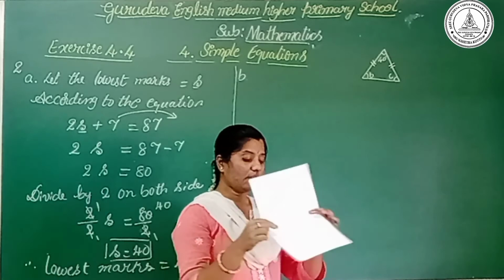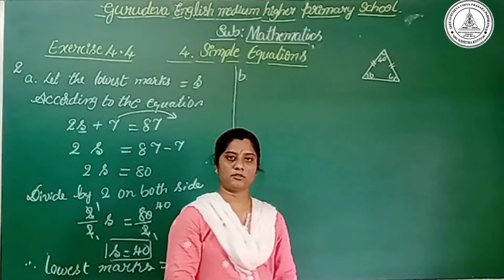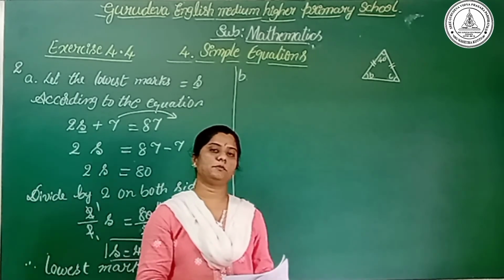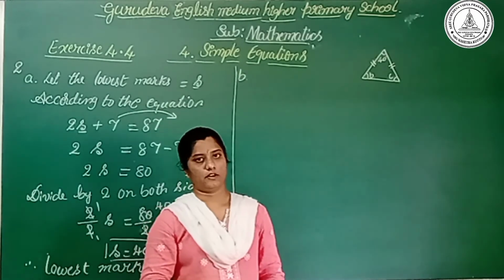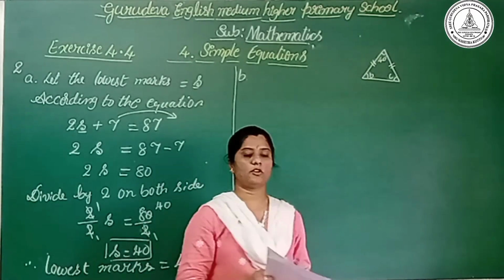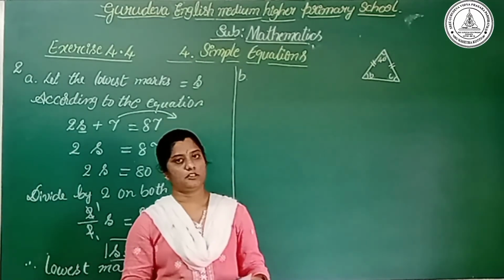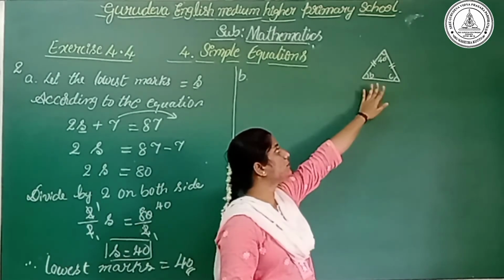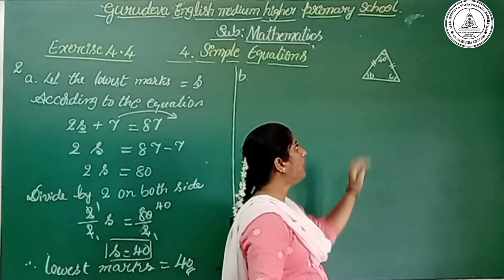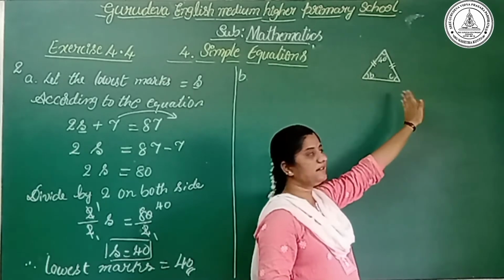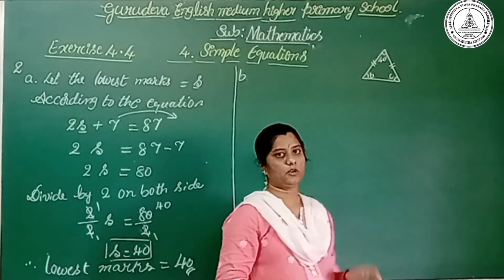So we know what is meant by an isosceles triangle. An isosceles triangle means a triangle having two sides equal. In the triangle, two sides are equal and the other side is different. So two angles are equal and the other angle is different. So we have to find the base angles B and C.